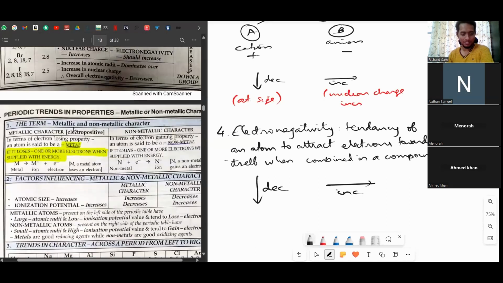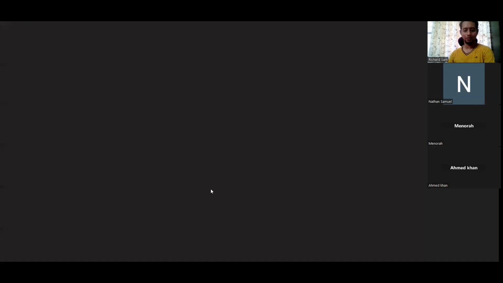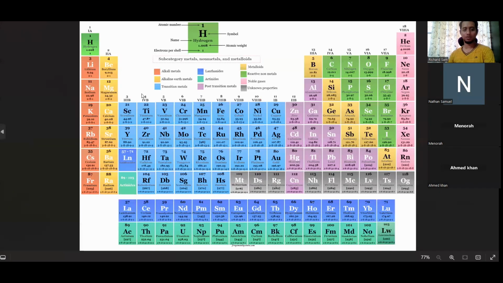Okay, the next trend is metallic and non-metallic character. Those are the last two trends. So for that, you have to go back to the second and third trend in your book. That depends on what we just spoke. Easy to remember. What happens in the periodic table? Where are metals, where are non-metals? Let's look at the metallic character first. What happens when you go from left to right? What's happening to the metallic character? Elements are turning into non-metals. So metallic character is decreasing when you go from left to right.